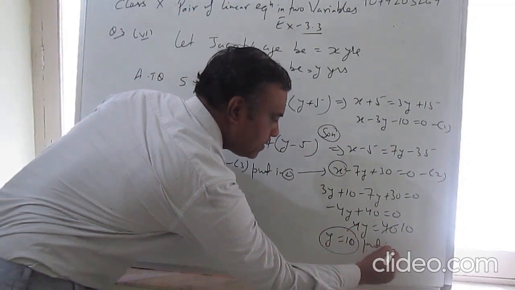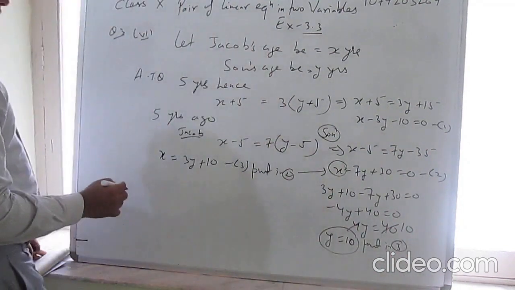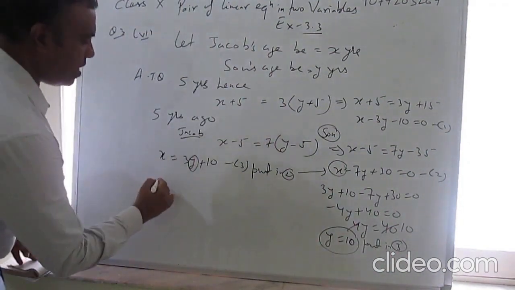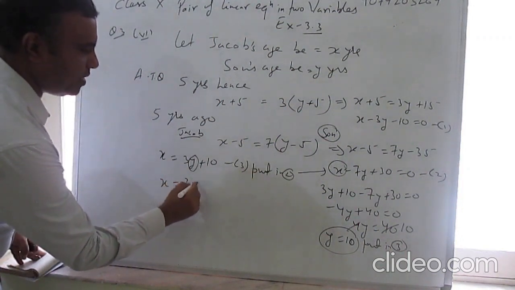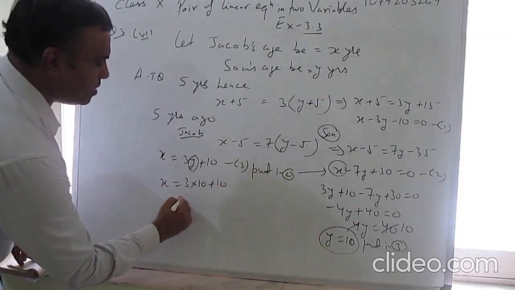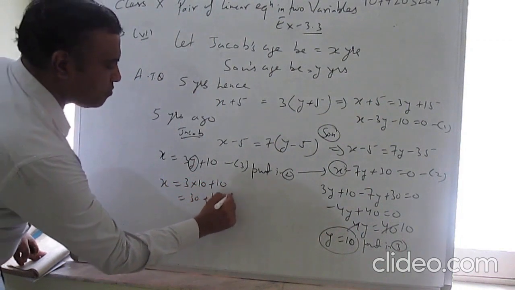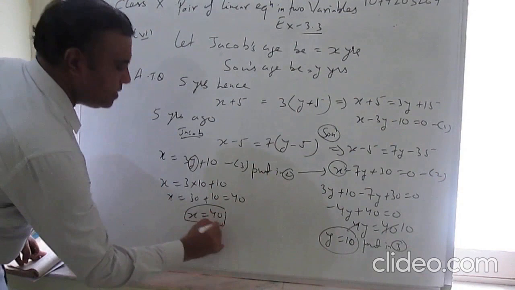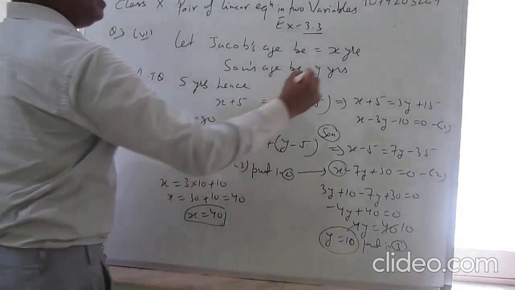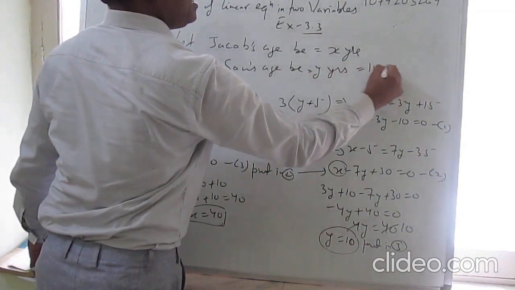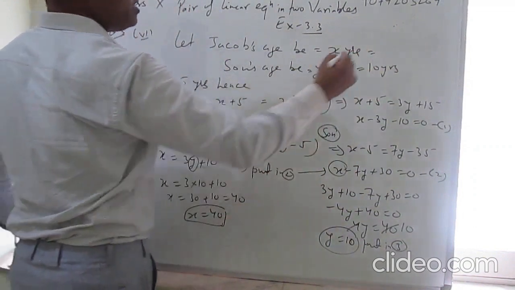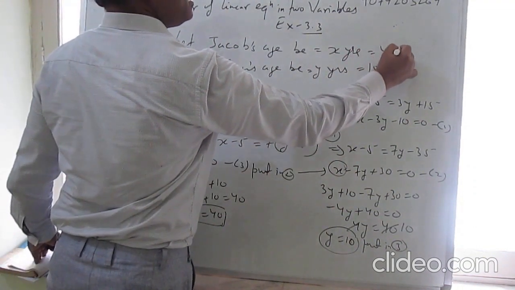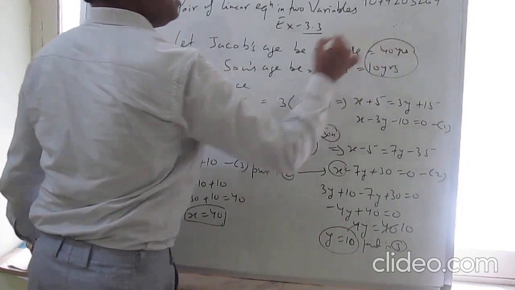Put in 3. y को यहाँ रख दीजिए. So x आ जाएगा. What is y? 3 into 10 plus 10. 30 plus 10 is equal to 40. So x is equal to 40. It means son's age be 10 years and x father's age be 40 years. This is the answer.